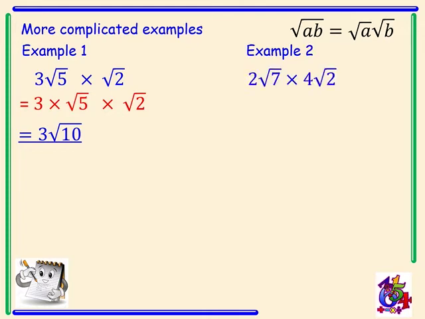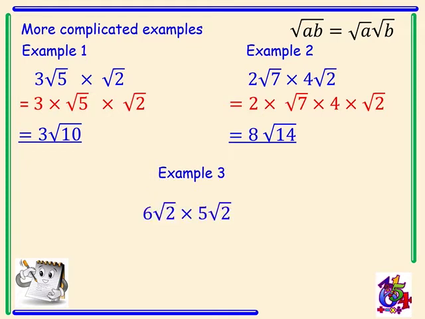Example 2. 2 root 7 times 4 root 2. So this can be written as 2 times root 7 times 4 times root 2. Now what we'll do is we'll combine the whole numbers together, 2 times 4, and then we'll combine our surds together, root 7 times root 2. So 2 times 4 is 8, and root 7 times root 2 is root 14. So the final answer there is 8 root 14.